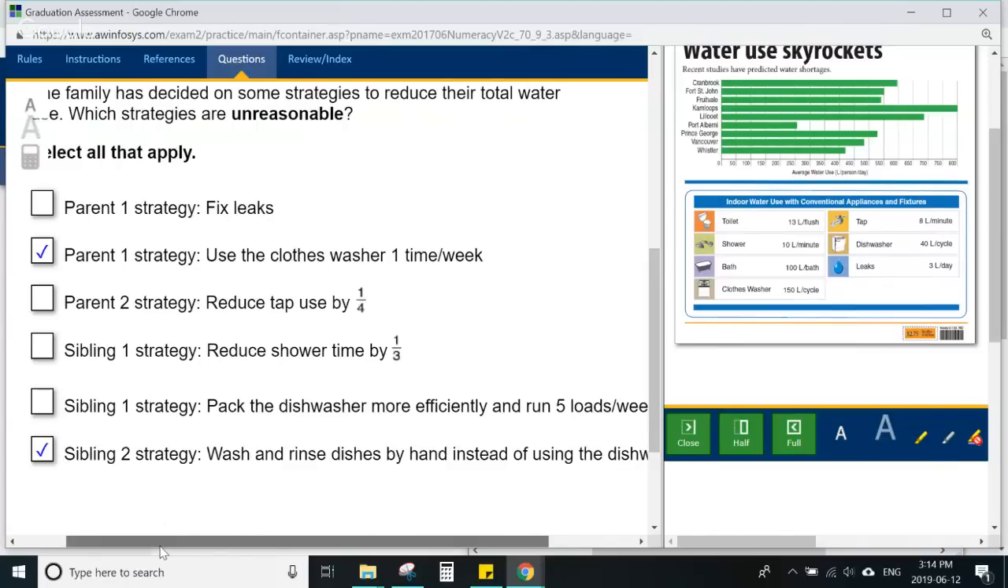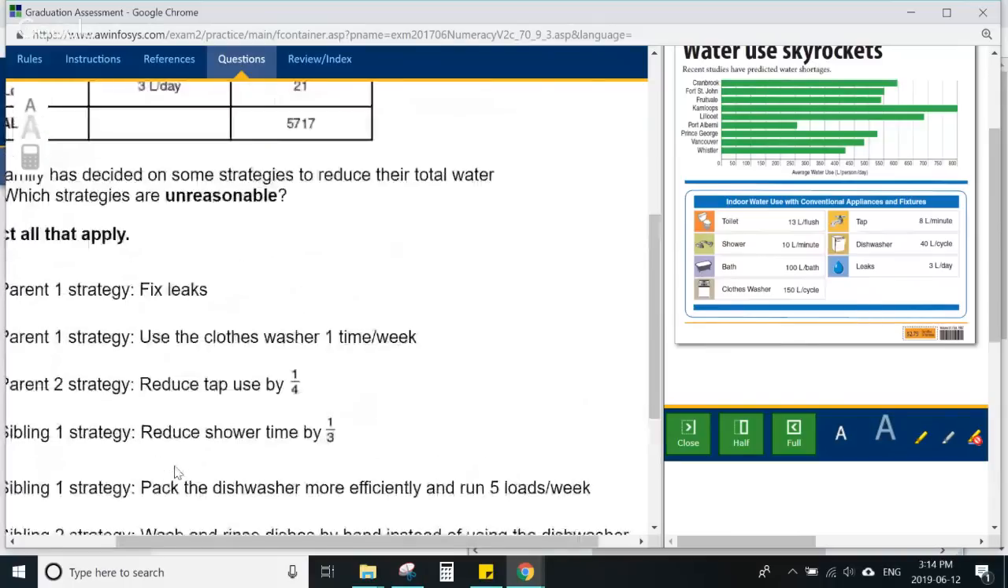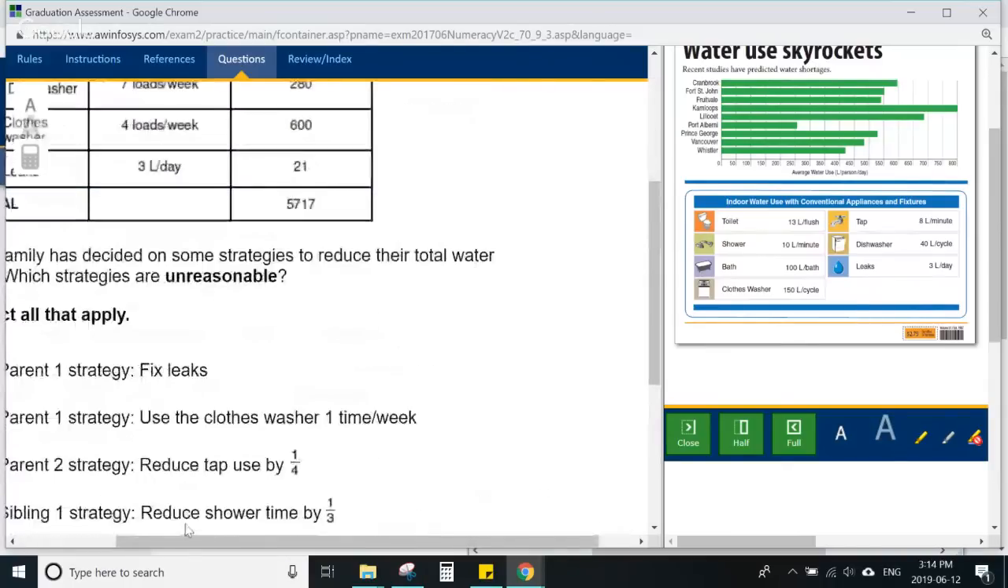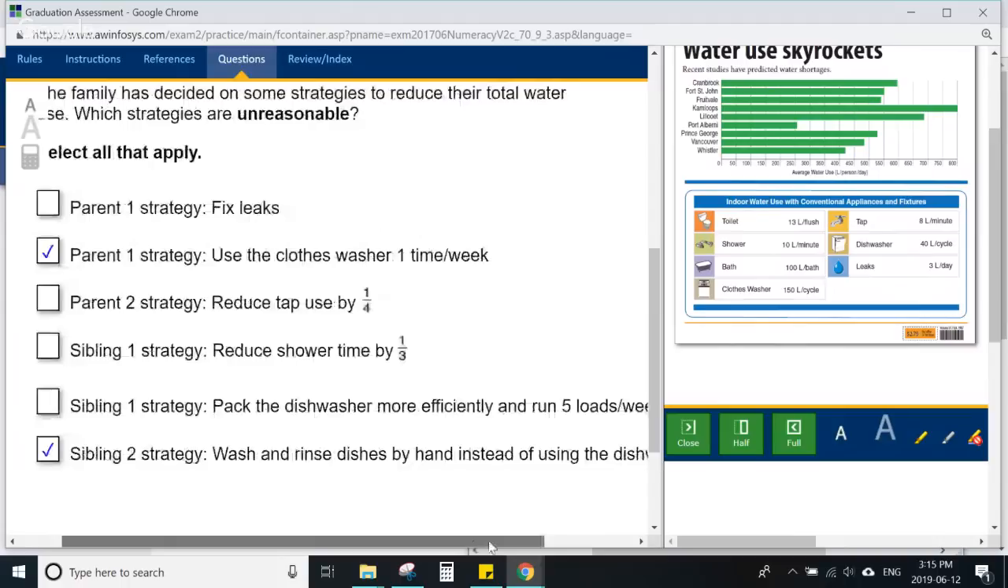So if you thought that washing and rinsing dishes by hand instead of using a dishwasher is unreasonable, because you're still going to use water anyways, and you pick that one, you would have got a correct answer. If you just picked this one, it would have been correct. If you picked both of them, it would have been correct. But these other ones are reasonable. So if you pick those, then you get the answer wrong.